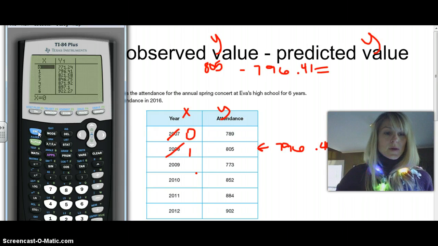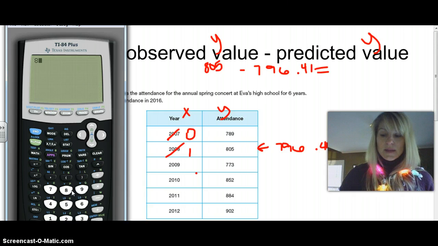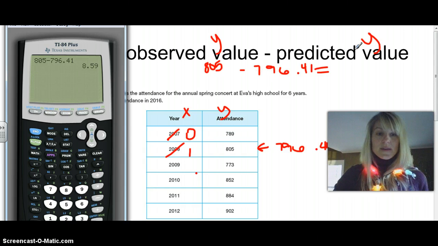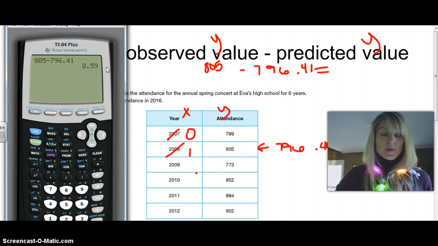Okay, so I'm going to second quit to bring me back to my screen, and I'm going to do 805 minus 796.41 equals 8.59. So we have a residual, our difference between the observed y value and the predicted y value, of 8.59.